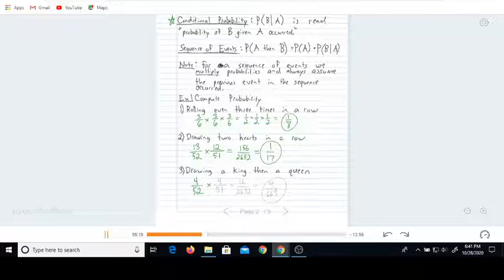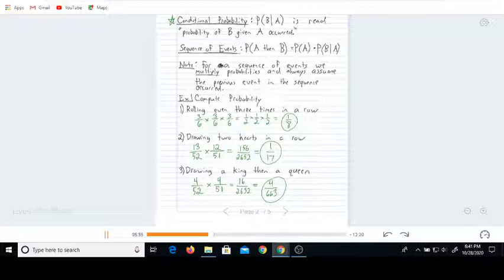How many cards are left? Well, there are now 51 cards left in the deck. Out of those 51 cards left in the deck, how many of them are queens? Well, there are still 4 queens left in the deck. We haven't removed any. And then you multiply accordingly. So that's 16 out of 2652, which, when we reduce, is 4 out of 663. That's the answer there.